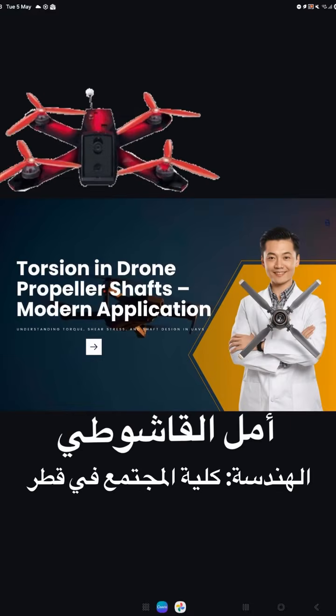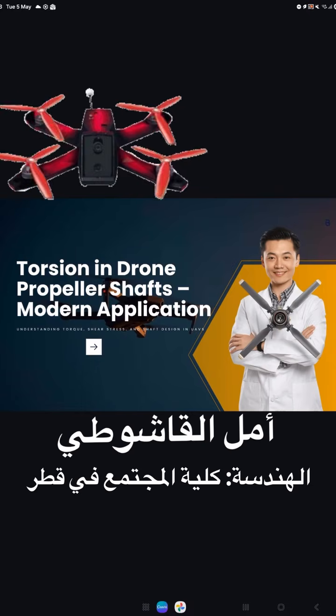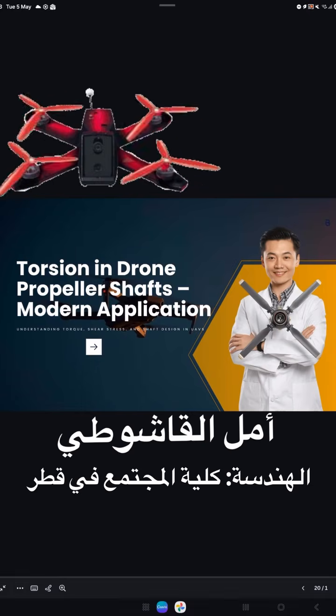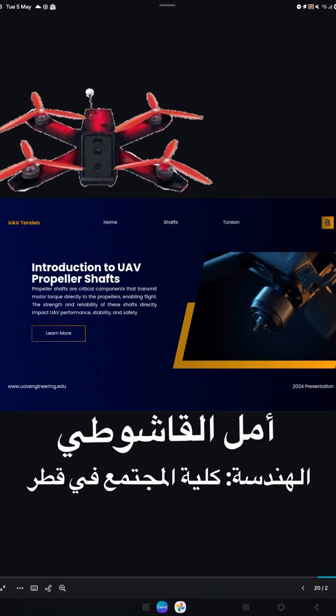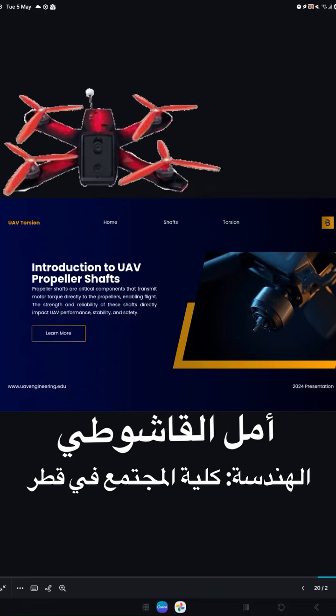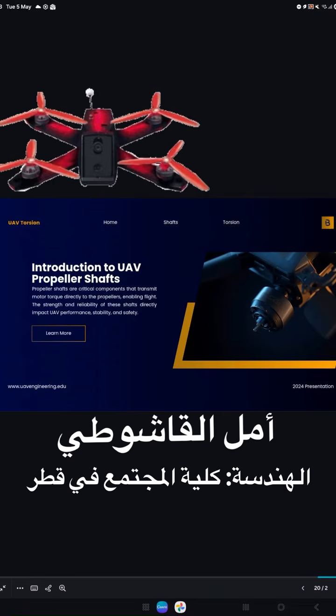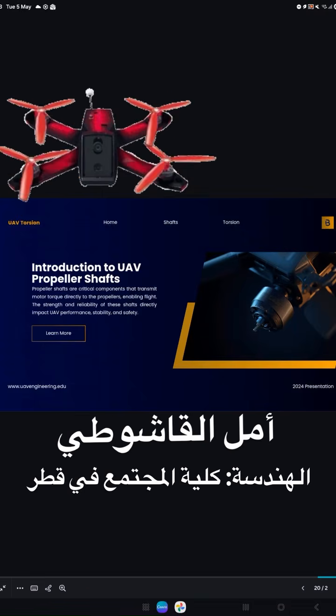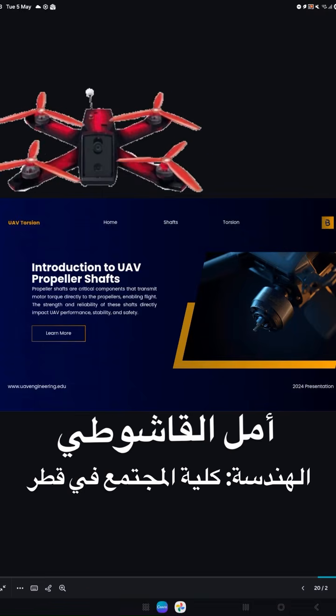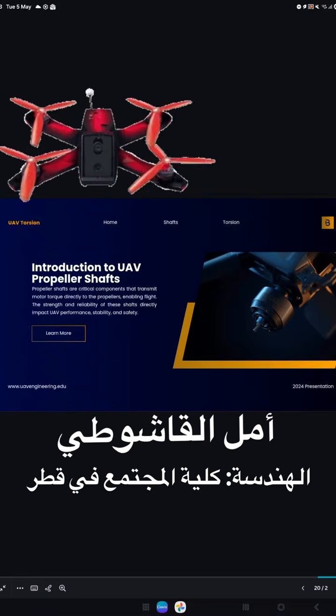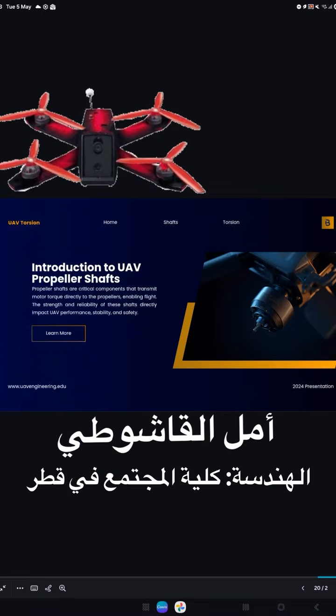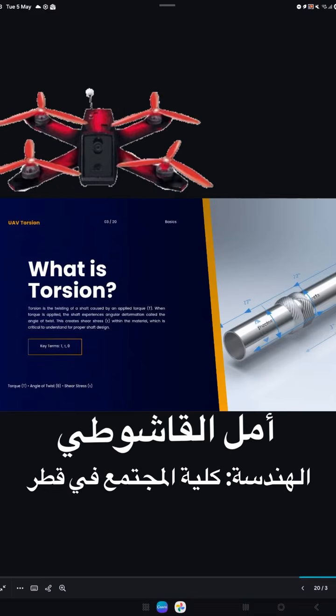Today I'm going to present torsion in drone propeller shafts. Propeller shafts are critical components that transmit motor torque directly to the propellers, enabling flight. The strength and reliability of these shafts directly impact UAV performance, stability, and safety.